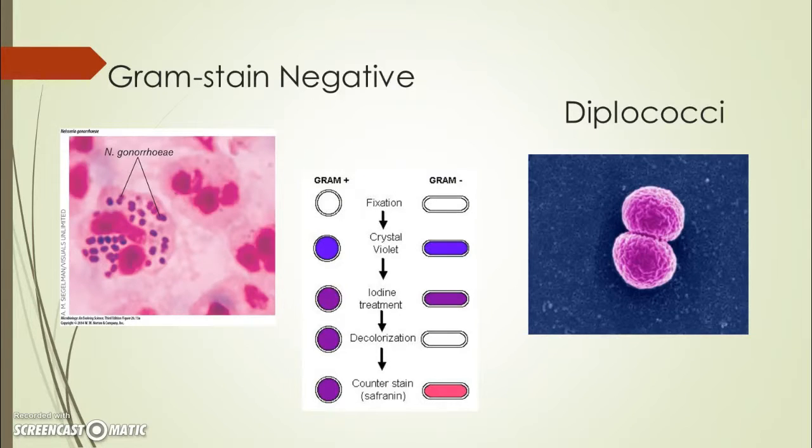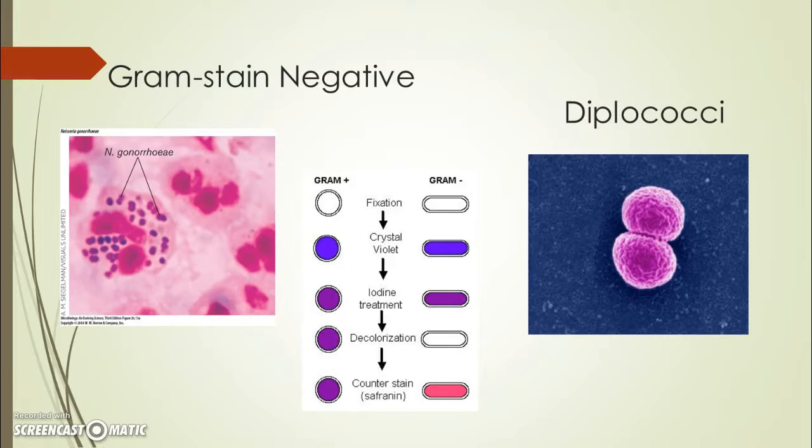The Gram stain result for gonorrhea is negative, which means this bacteria has an outer membrane, a thin peptidoglycan layer, and a cell membrane. Gram staining is a technique to make bacteria more visible by adding crystal violet to the cells in a smear. All cells, whether positive or negative, will stain purple.